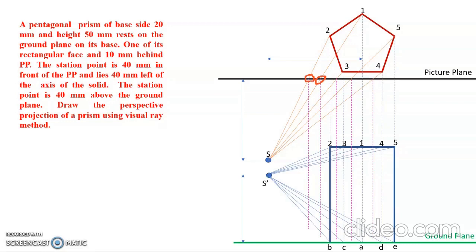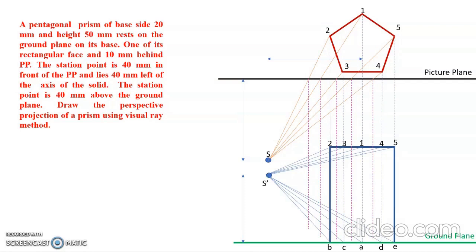Similarly, the second corner is connected to S, which intersects the picture plane here, and from that point I have drawn a dotted line. Similarly the third corner, fourth corner, and fifth, so all 5 are intersecting at the picture plane. At the intersection you need to draw a vertical line.